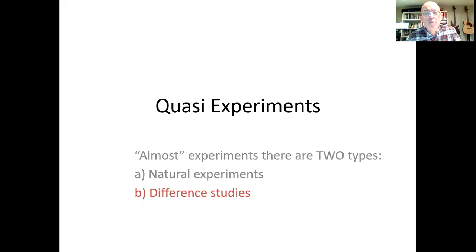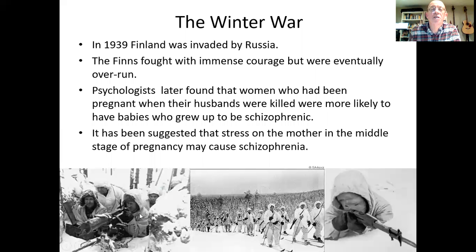However, there's another type of experiment that we need to look at. They're called quasi experiments. Quasi, or quasi, you choose, means, I think it's Latin for almost. So these kinds of experiments are almost experiments, and there are two types. We've got natural experiments, and we've got what are known as difference studies.